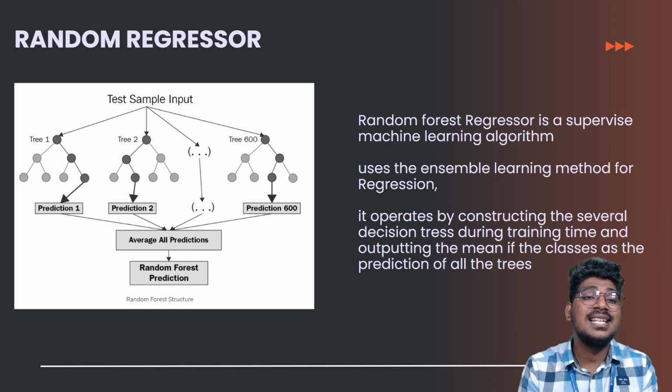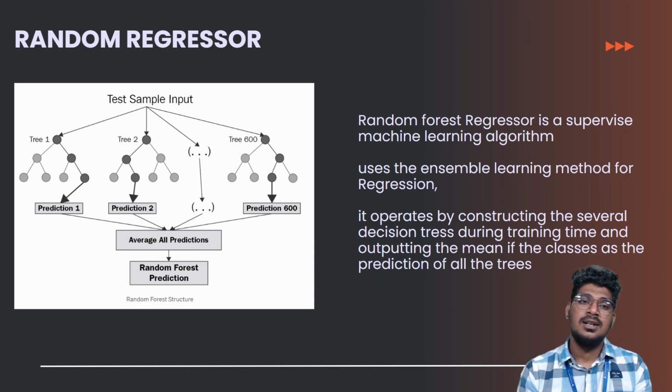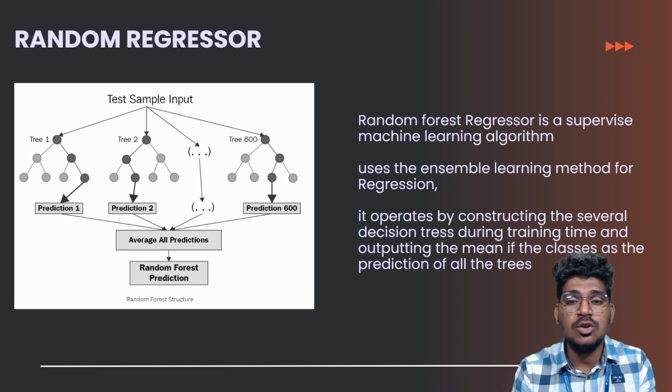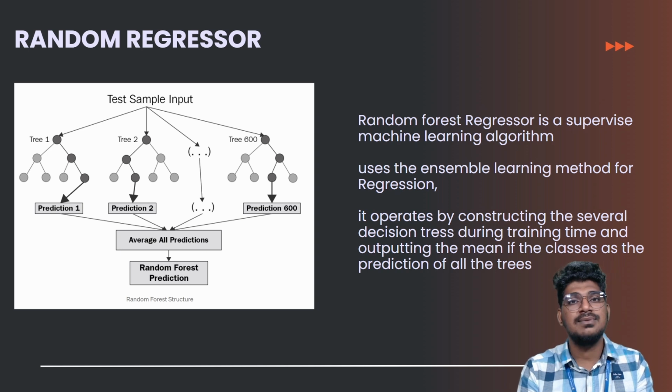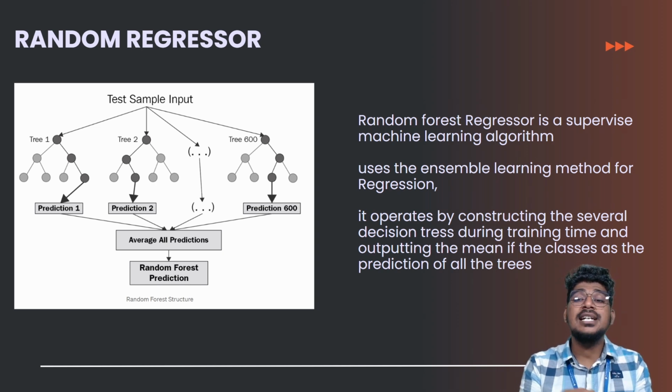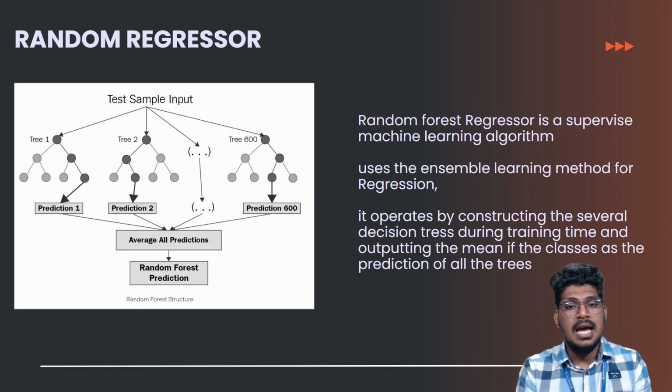So what exactly is random forest here? Random forest has classification as well as regression. It comes from supervised machine learning algorithms. It is used to solve classification as well as regression problems, and it is an ensemble learning method for regression. That means it operates by constructing several decision trees during training time, and the output is the majority class or the average prediction of all the trees.